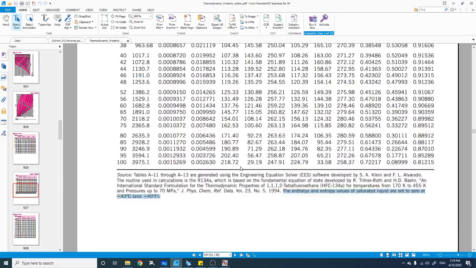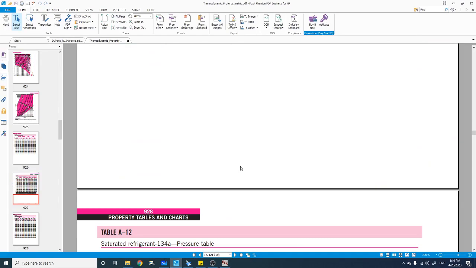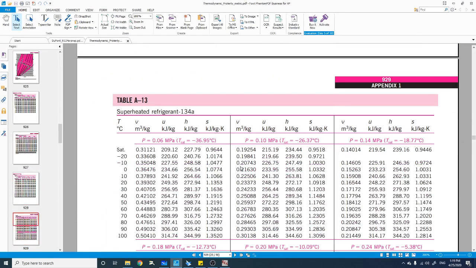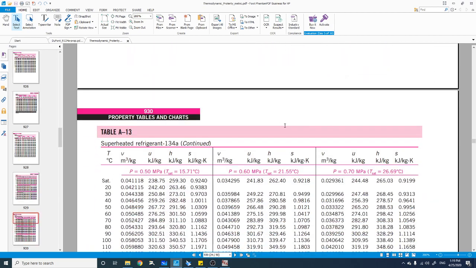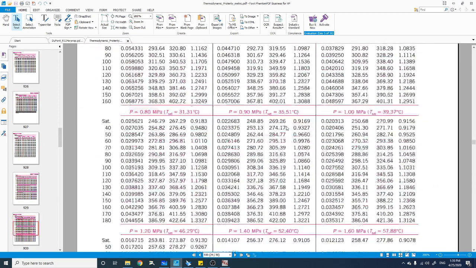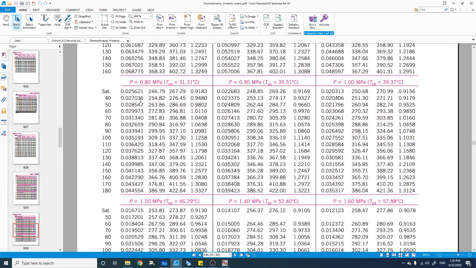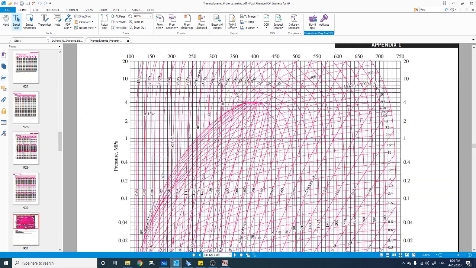Now these are saturated property tables for the refrigerant. After the saturation tables, you will find superheated tables also listed under table A13. They follow the same analogy as how you have used, say, steam tables in the superheated region. The interpretation is the same. Linear interpolation between two values is the key to identifying values in between the readings that are stated here in the table.